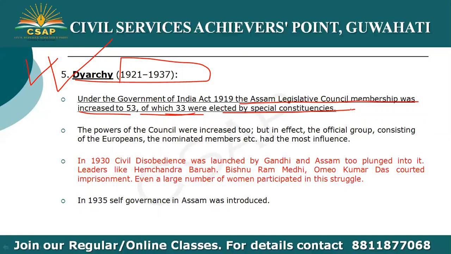In 1930, civil disobedience was launched by Gandhi, and Assam took part in it. Prominent leaders like Hemchandra Borua, Vishnuram Medhi, and Omeo Kumar Das were imprisoned. Also, a large number of women participated in the struggle.